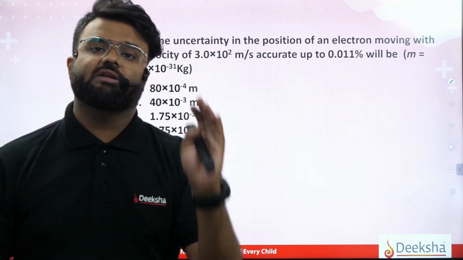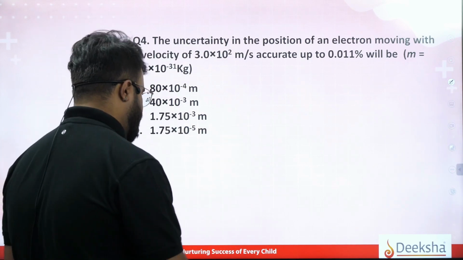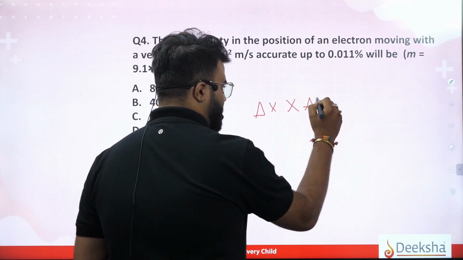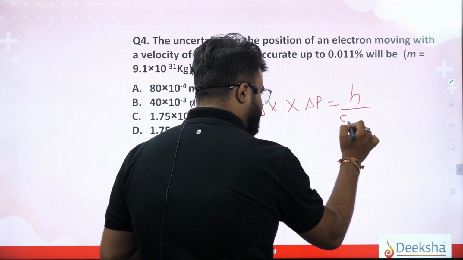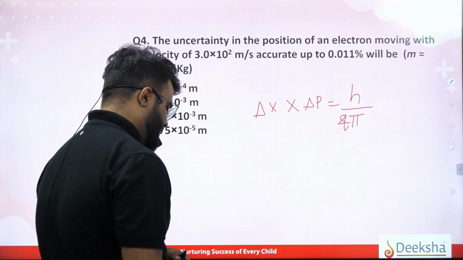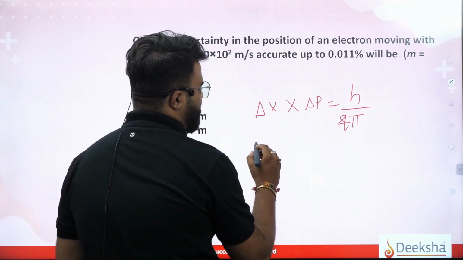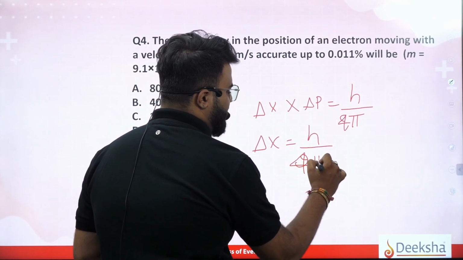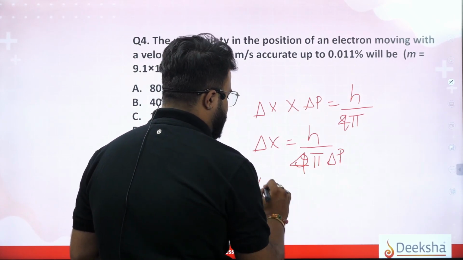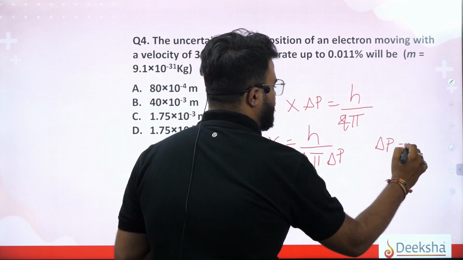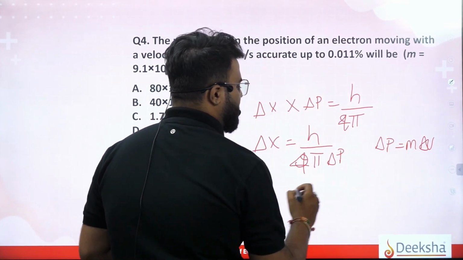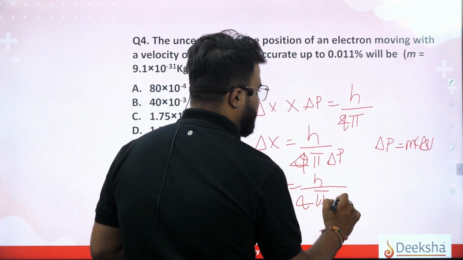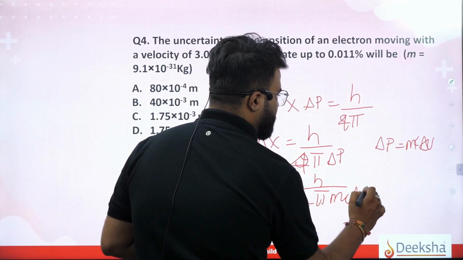So we know one uncertainty principle. So the uncertainty principle formula: delta x into delta p is equal to h by 4 pi. So after knowing 4 pi, delta x is equal to h by 4 pi delta p. So we know that delta p is equal to m into delta v. So here we will substitute, that is h divided by 4 pi m delta v.